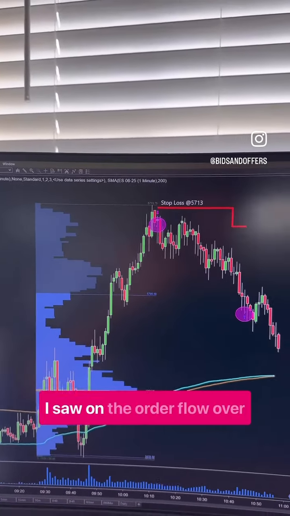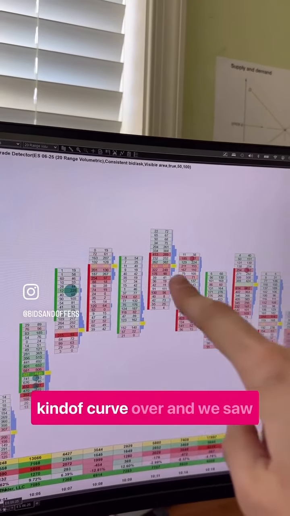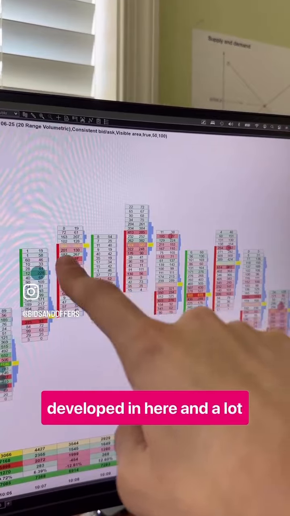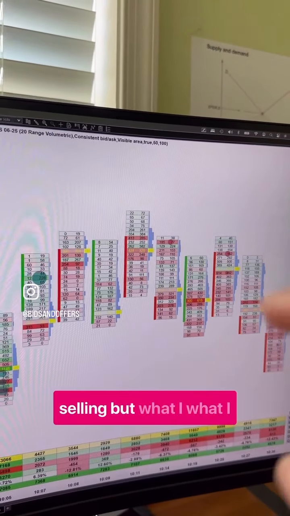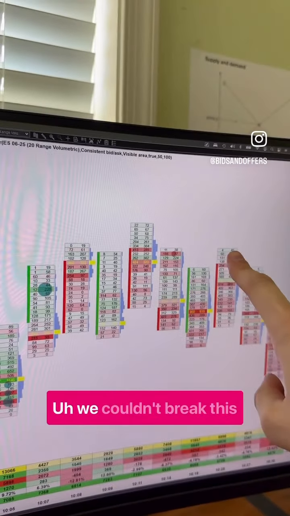Now, what I saw on the order flow over here at this high, we saw this kind of curve over, and we saw a lot of volume being developed in here and a lot of aggressive selling. You can see all this red, all this selling. But what I noticed was that we couldn't break this high up in here. We couldn't break this high.